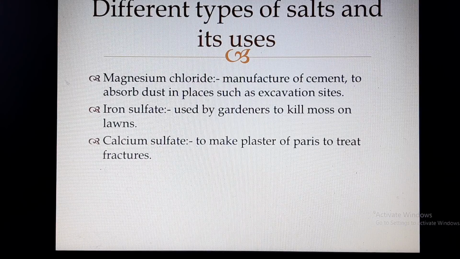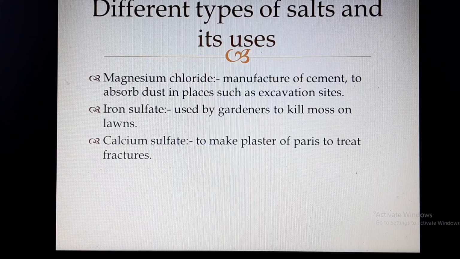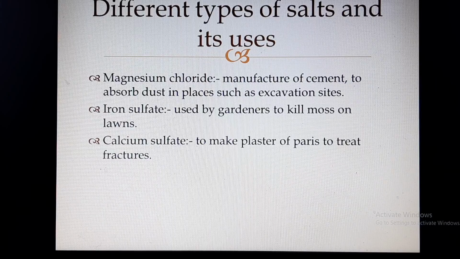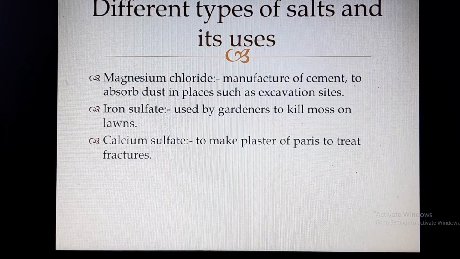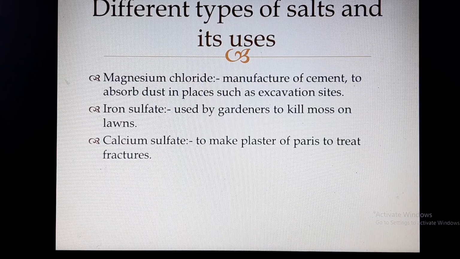Now we are discussing different types of salt and its uses. The first salt is magnesium chloride. Magnesium chloride is used in the cement industry for making cement. The other use of magnesium chloride is to absorb dust in places such as excavation sites. The second salt is iron sulfate. Iron sulfate can be used by gardeners to kill moss on lawns. It's a chemical, so gardeners can use this chemical to kill moss on lawns. Otherwise, the lawns will be damaged.